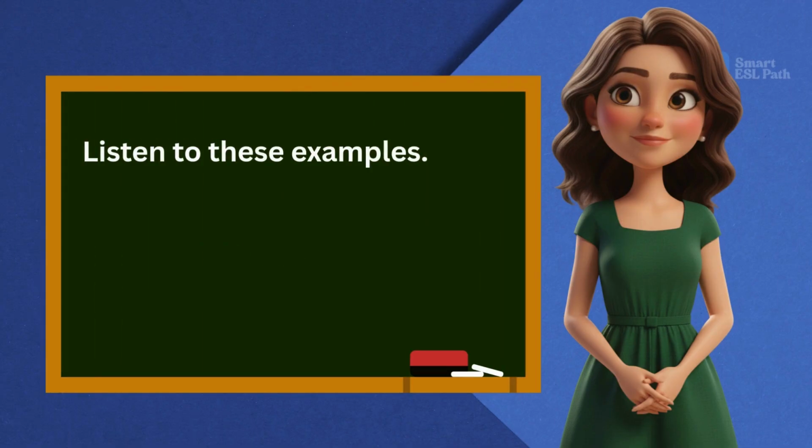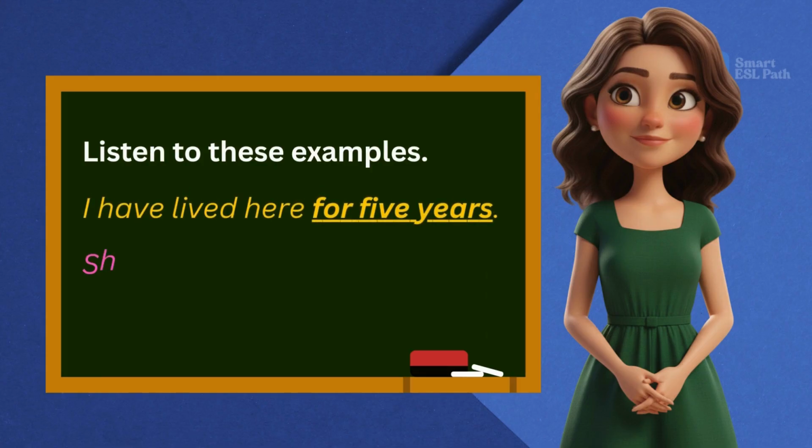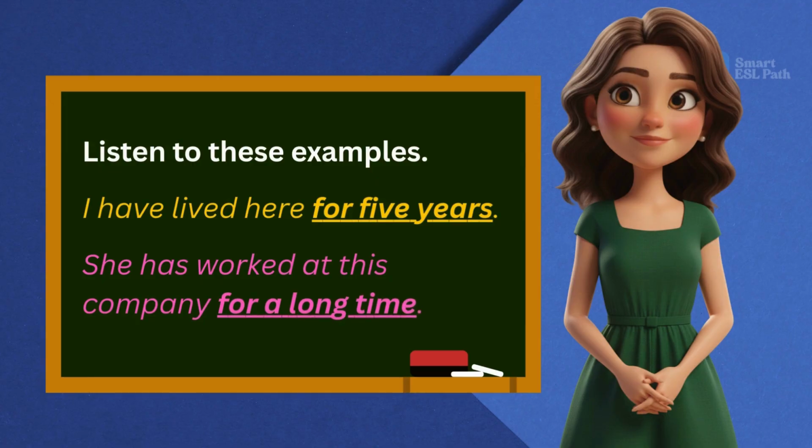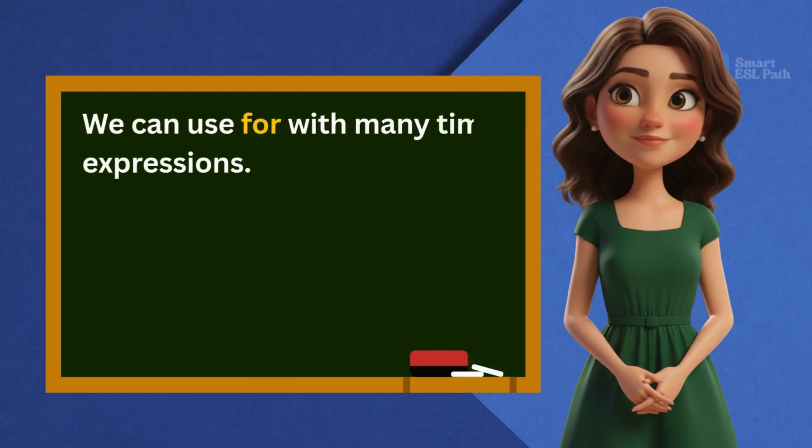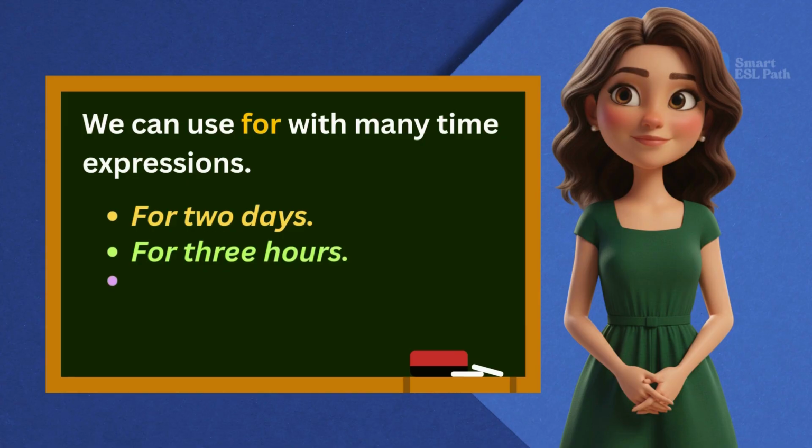Listen to these examples. I have lived here for 5 years. She has worked at this company for a long time. We can use for with many time expressions: for 2 days, for 3 hours, for a week, for many years.